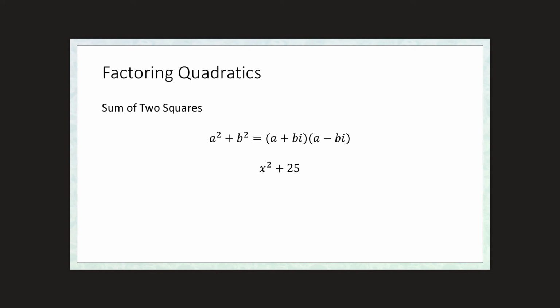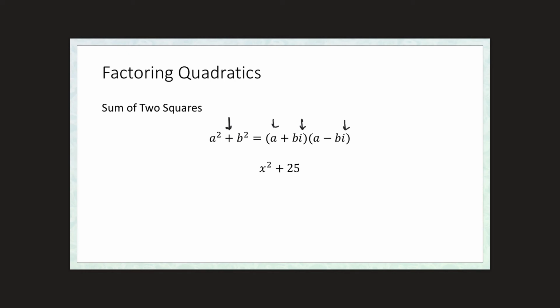So like the formula for the difference of two squares, here we have the sum of two squares. And that means a squared plus b squared. And as long as the first part is a perfect square and the second part is a perfect square, you can use this formula to factor what you have. And it becomes a plus bi. Now there's an i because in order for this to work, they have to be imaginary factors. And the same thing over here, a minus bi.